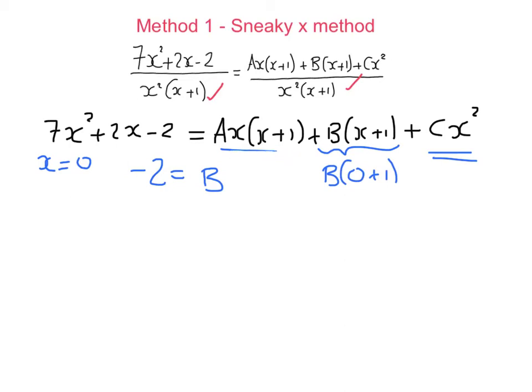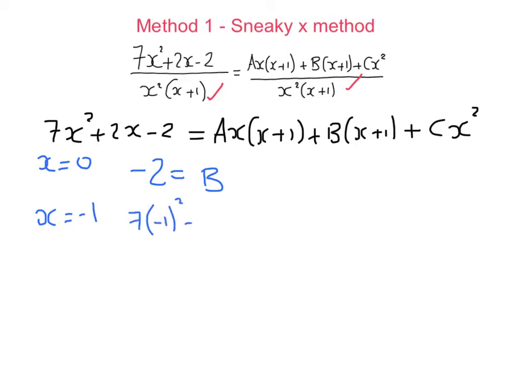So b is sorted. That's the thing: you can use any x at all, but if you choose the right sneaky x, you get what you want. So what about another sneaky x? What about choosing x is minus 1? Okay, bit more complicated. 7 lots of minus 1 squared plus 2 lots of minus 1 minus 2 on the left. And on the right, we've got a lots of minus 1 times minus 1 plus 1.